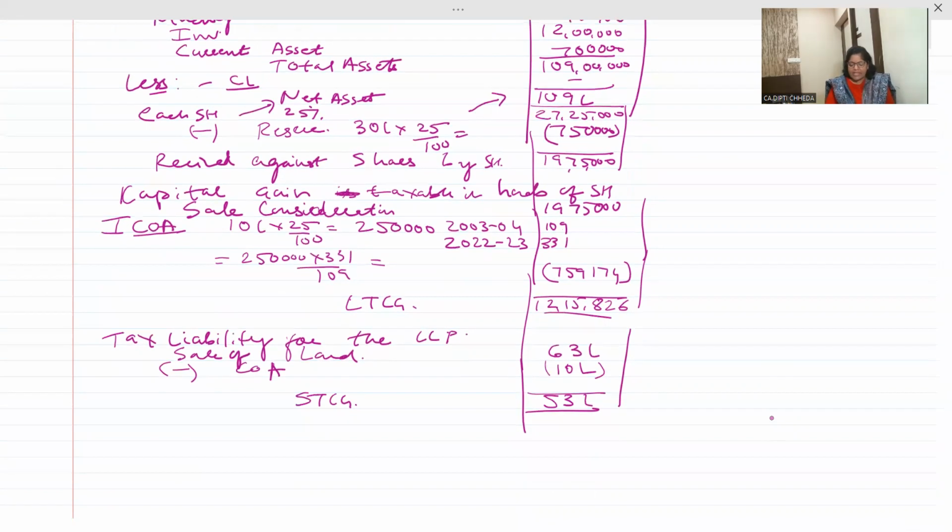Now comes the tax liability for the LLP. LLP को कितना tax लगेगा? तो LLP को भी tax लगेगा because they have sold the land for 63 lakhs, which they have acquired for 10 lakhs, and short-term capital gain they have to pay. Clear?